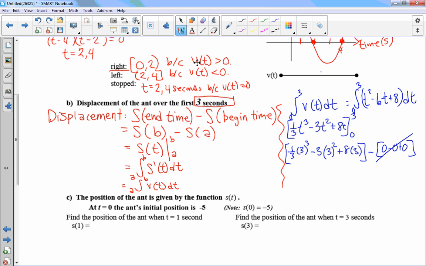3 cubed without a calculator, 27. Minus 3 times 9. I would recommend writing them out so you don't make some easy little mistake because you did it in your head.